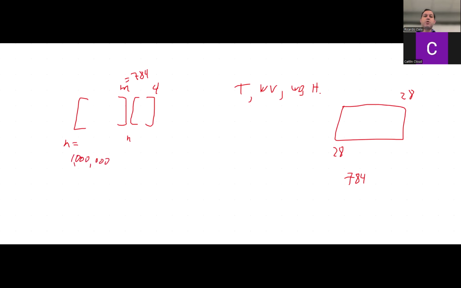The key thing is we're trying to predict 4 values. These values are temperature, wind velocity, wind direction, and humidity. What are some examples of temperature? It's going to be like 32, 40, something like that. What about wind velocity? It's going to be 7, 15, 23. What about wind direction?